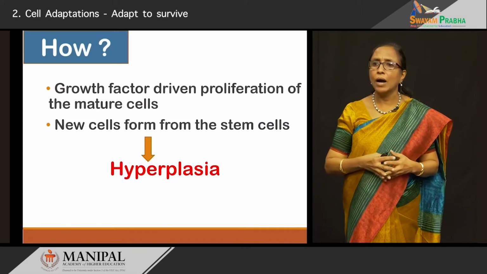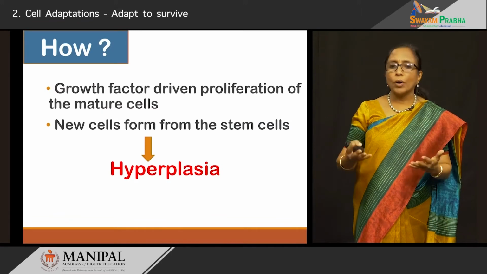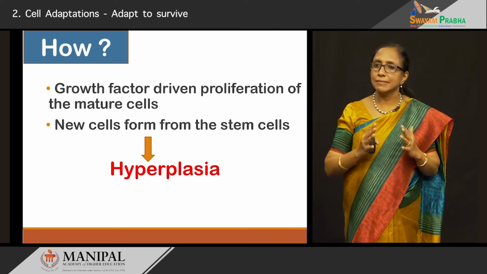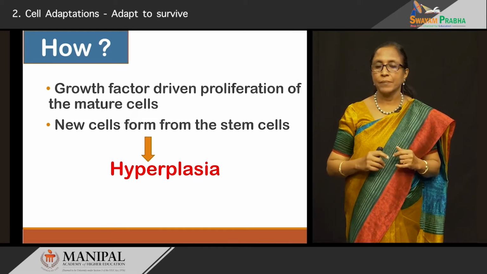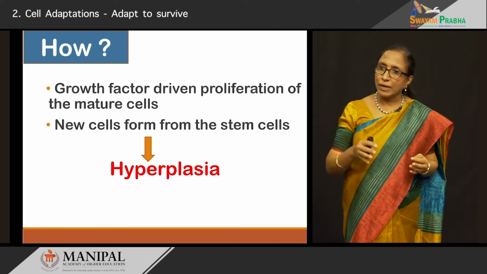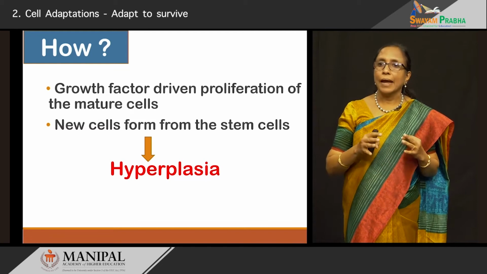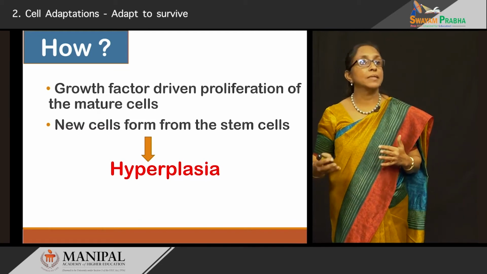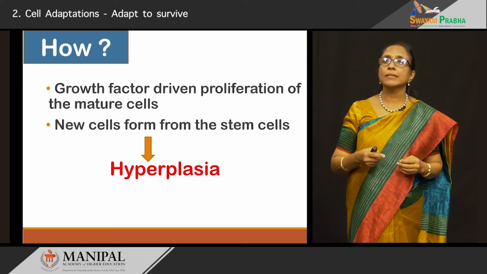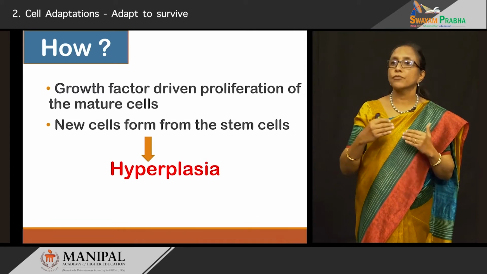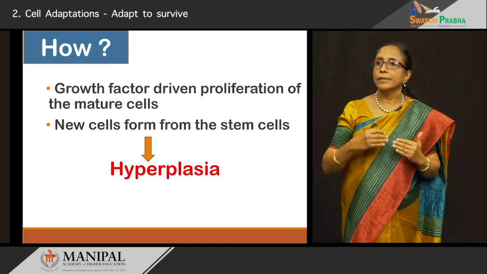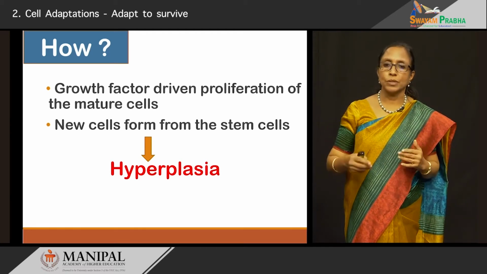Now, how does that happen? How does the tissue undergo hyperplasia? Again, be it the stress or the stimuli, there is an adaptation that is occurring, that is hyperplasia. It can be a growth factor driven proliferation of the cells. So, growth factors and hormones act on the cell and then the cell goes on increasing in number, that is, it is proliferating. Also, it can be that more new cells are being produced from the stem cells, so again there is proliferation, there is mitosis and you have more cells being formed, and the organ or the tissue increases in size.